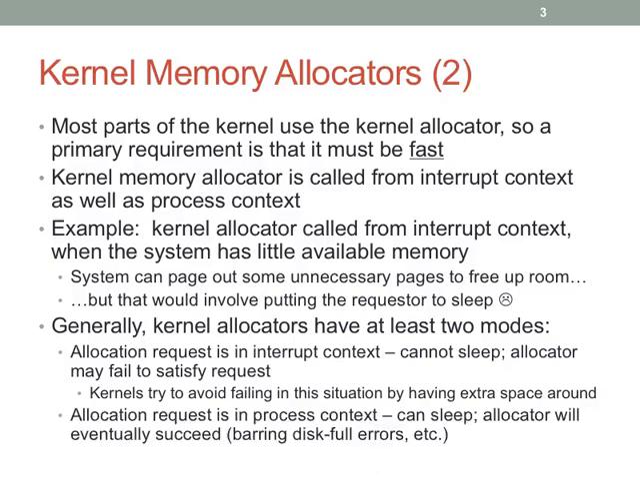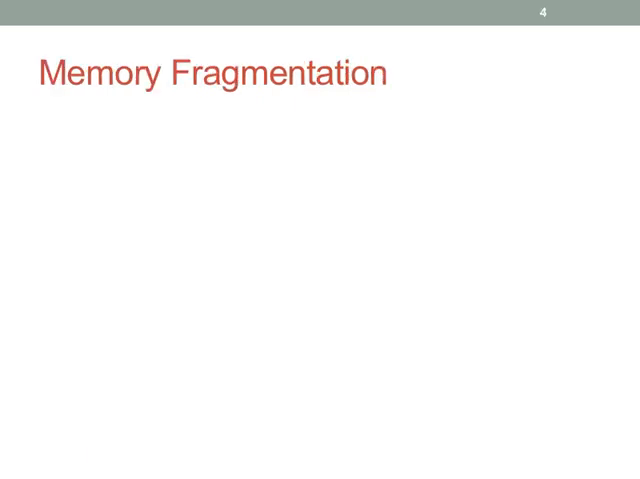Okay? And then you have the other mode, which is that the allocation request is in process context. So it's okay to block me. It's okay to go swap out other page frames or something like that, as long as I eventually get the memory that I need. Okay? So those are the two modes you oftentimes see kernel allocators working. Okay, so those are two requirements. Has to be fast, has to handle interrupt context.